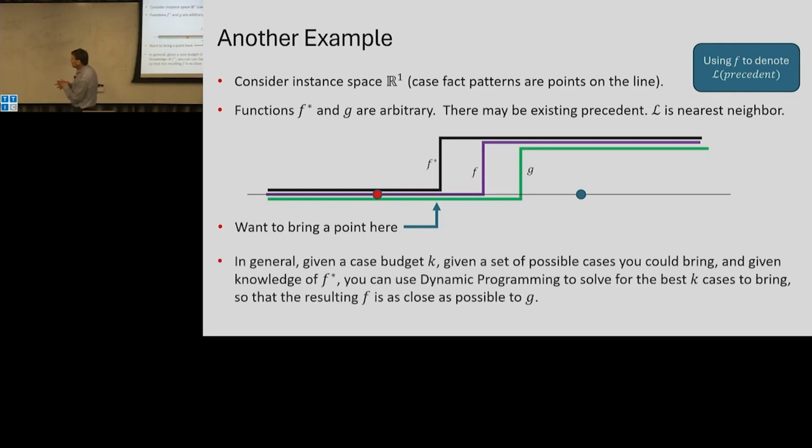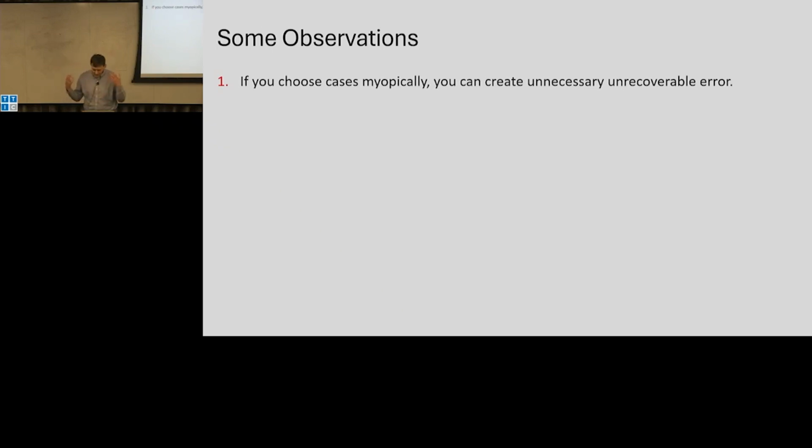In general, given some case budget and some possible cases you could bring, and given knowledge of F star, you could run a little dynamic programming algorithm to solve for the best K cases to bring, so that what you get is as close as possible to the G you want. Okay, but here are some interesting observations. So one, if you choose cases myopically, because we're acting as algorithms for the strategic litigator. Not sure morally you want to do that, but okay.